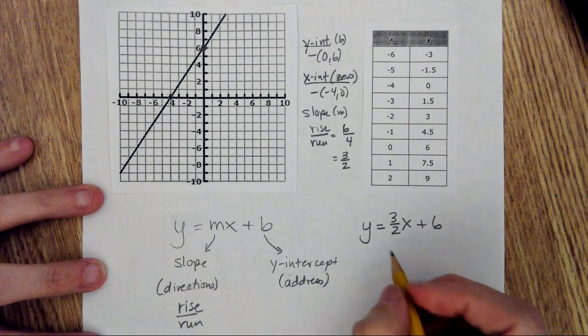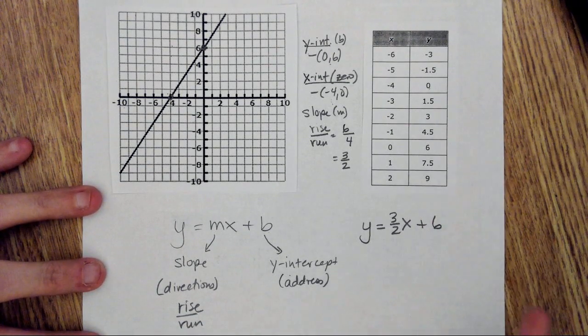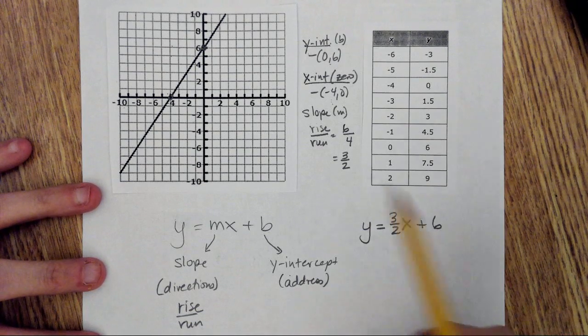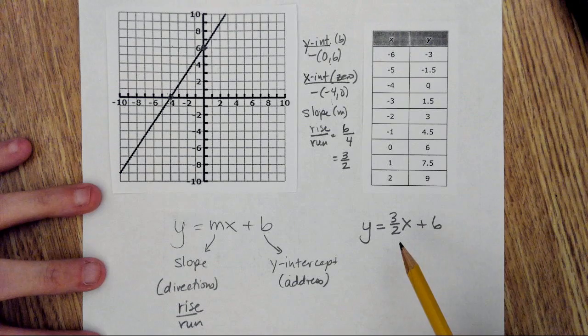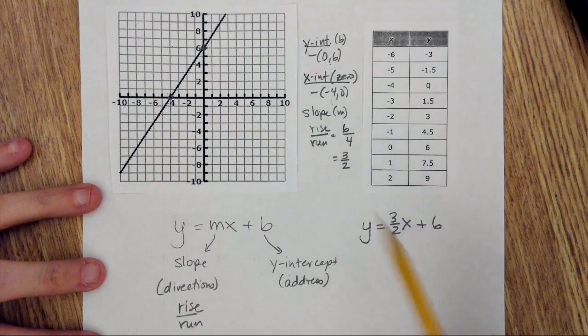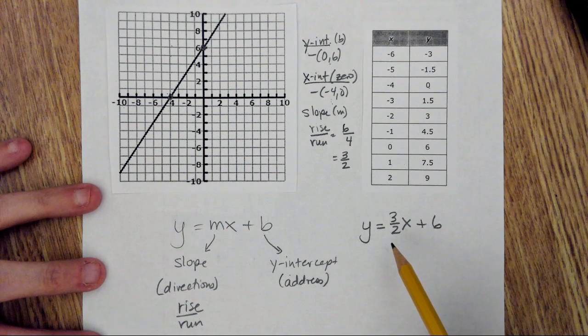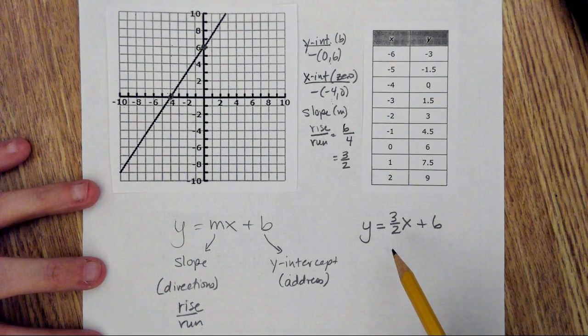Now if you wrote y equals 1.5x plus 6, that's totally right. There's nothing wrong with that. But 6/4 x plus 6, you'd have to reduce that. If you wrote 1.5x, that would be fine. But when we're graphing, we like to leave things as fractions because it's easier for us to graph them when it's already in rise over run format.